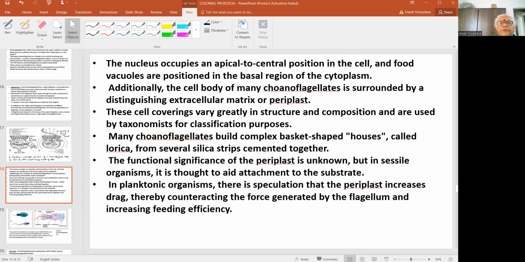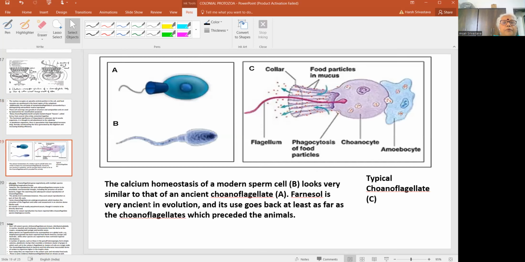This shows the details of the basket complex, the house, which is called the lorica. You can take these details from these points.